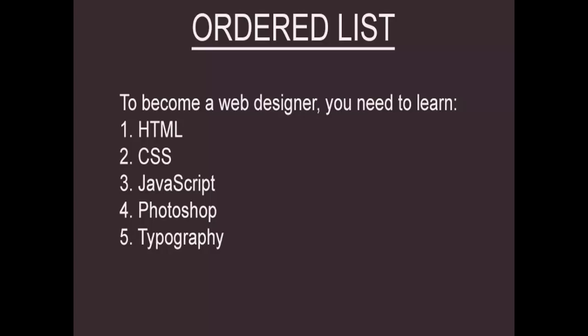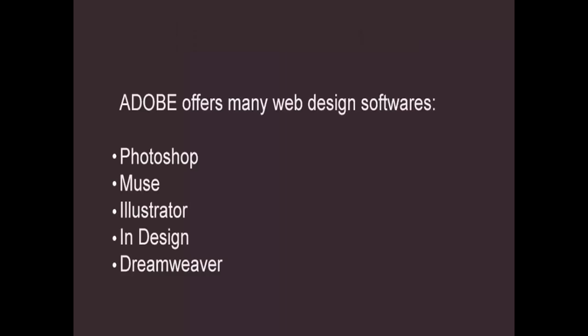Next, the unordered list. In this list, the list items do not have a prescribed order and therefore are represented with the bullets. Here's an example. Adobe offers many web design softwares, and below we have mentioned 5 of those softwares. And since there's no point in numbering these softwares, we have just given them the bullet points. This is the use of an unordered list.